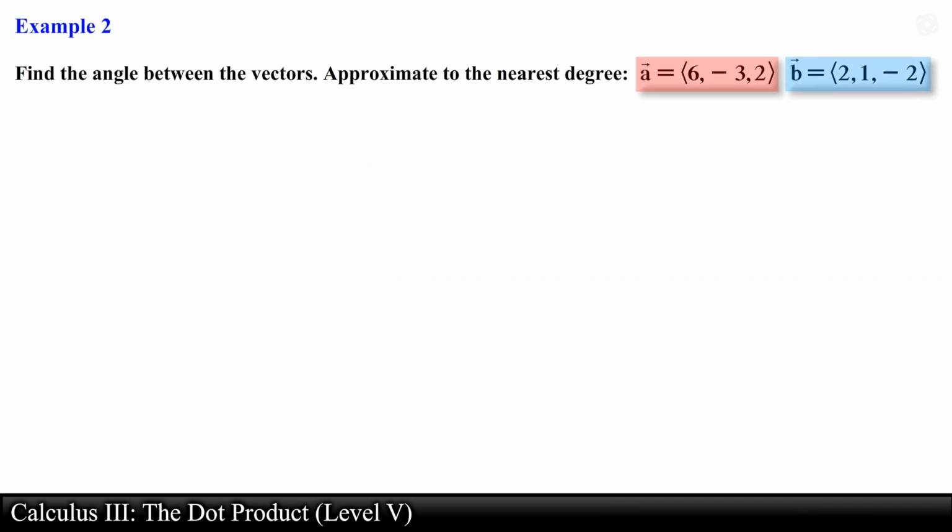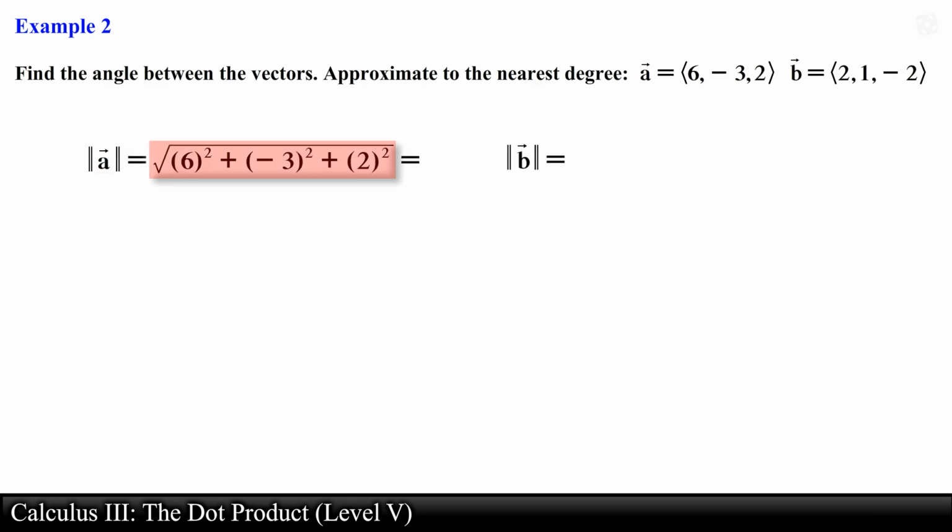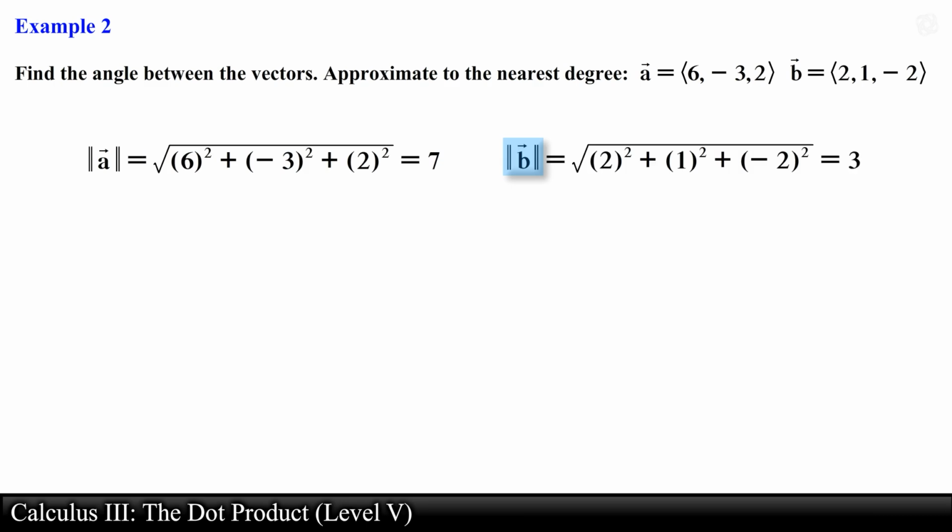Here we are given two vectors in space, and we are asked to once again find the angle between vector A and vector B. Similar to the previous example, let's go ahead and first find the magnitudes of each vector. For vector A, we go ahead and use the formula for the magnitude of a vector. Simplifying the expression, we obtain the following. Then, we do the same for vector B, which yields the following value for the magnitude.